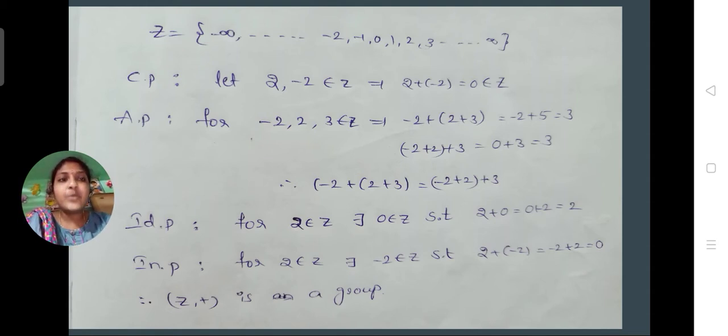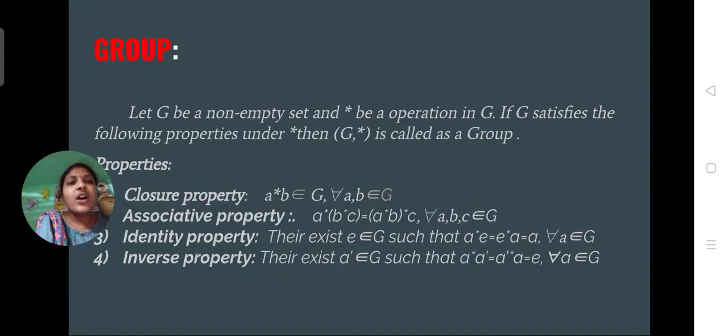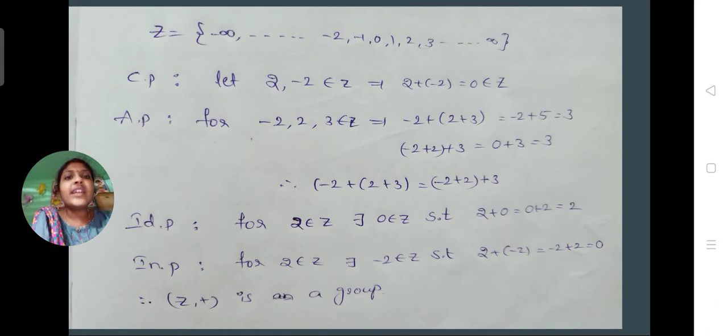And next, the identity property. The identity property is, if we operate an element a with some other element, then we get the same element a. So in this I have to take 2, which belongs to Z. If we get 2 as it is, then we operate 0 with that element 2. So 2 plus 0 is equal to 0 plus 2 is equal to 2. Here 0 belongs to Z or not? We already know that 0 belongs to Z. So 0 belongs to Z means Z satisfies the identity property.